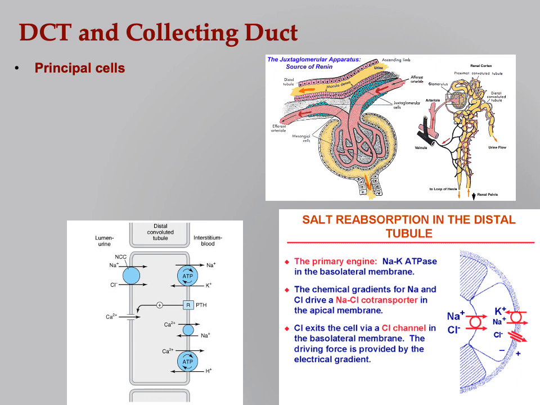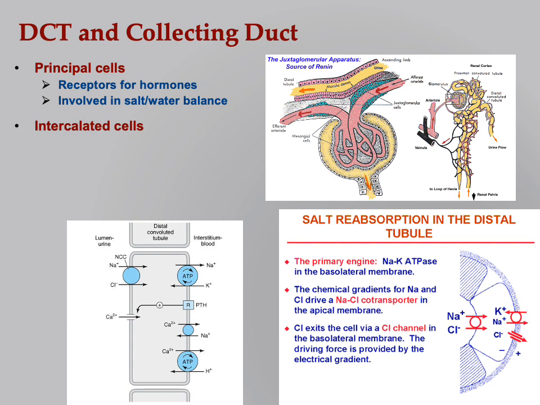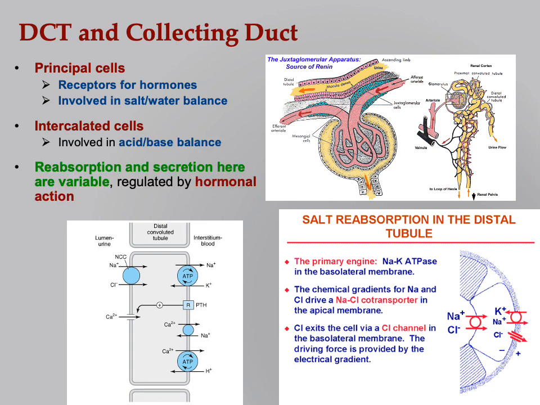Now, that was the PCT. Let's look over at the DCT. The DCT has these things called principal cells, which have receptors for various hormones, also involved in salt-water balance. Intercalated cells are involved in acid-base balance, so moving some electrolytes. Here's the deal about the DCT. This is the way to keep these two separate in your head, and these are the things I want you to really remember.